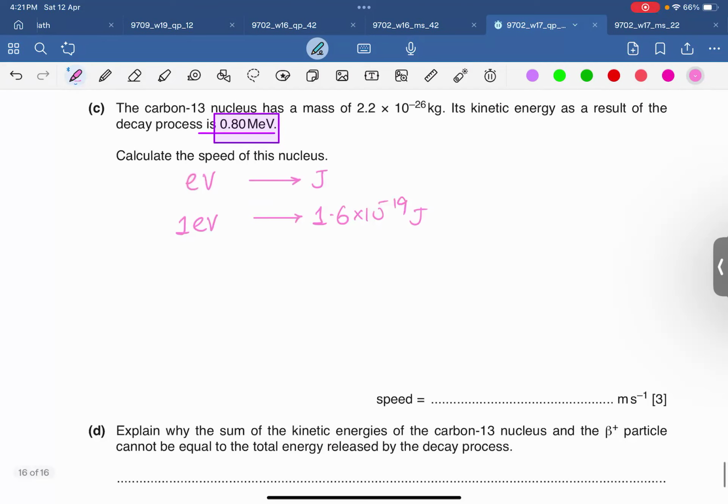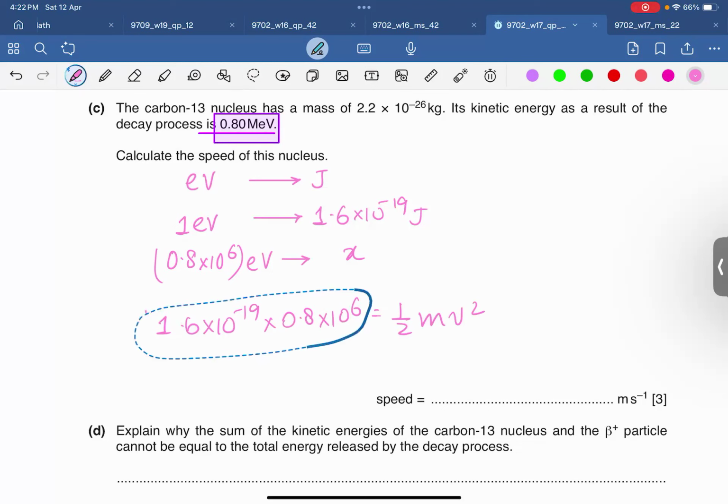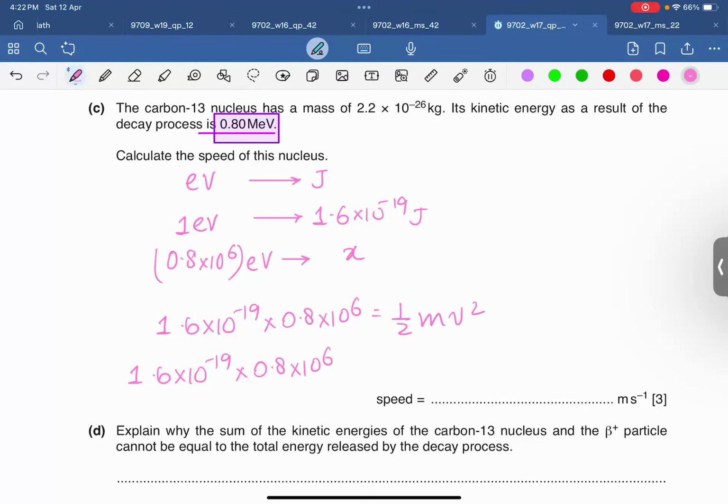And for 0.8 mega electron volt, for mega you can just put exponent 6. Okay, so you have 0.8 exponent 6 electron volt. So how much energy will be there in joules? Okay, so you just do the cross multiplication. So 1.6 exponent negative 19 into 0.8 exponent 6. Okay, and this will give you the energy in joule, and you can now equate it with half mv squared. Okay, so now इसको आप ऐसे ही ले लो नीचे. सही है. And half mv square.